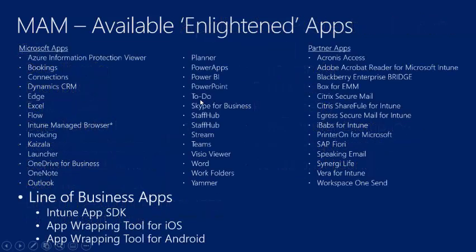So now we have enlightened applications. I have a list of available enlightened applications as of the time I'm recording this. Again, an enlightened application is one that has a wrapper around it that will support the management capabilities that MAM provides. This is unique to iOS and Android. That's why this session is really focusing on iOS and Android. Windows is not that way. We'll have a separate session on Windows.